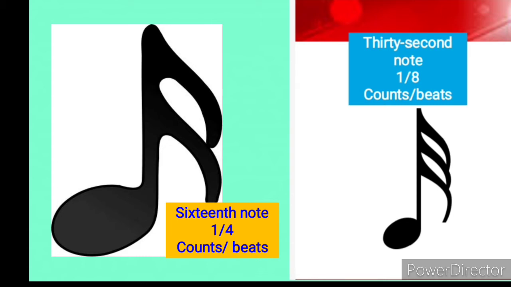So the 6 notes that we have looked at today in this class are the whole note, half note, quarter note, 8th note, 16th note, and 32nd note.